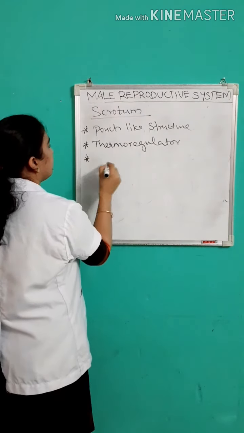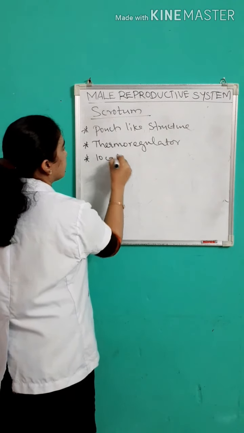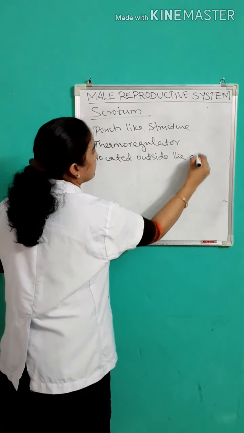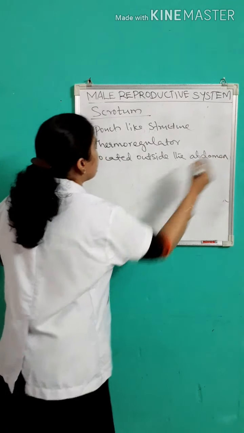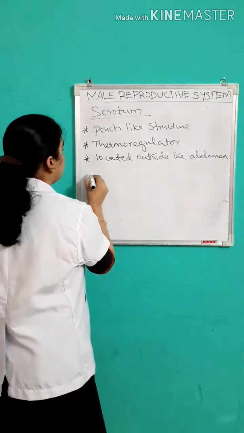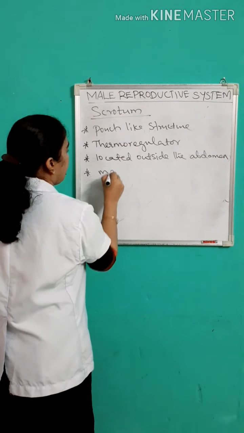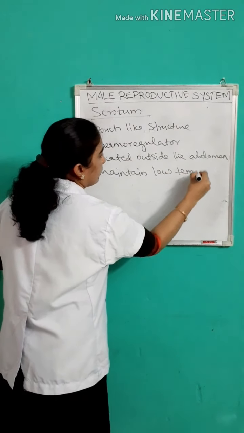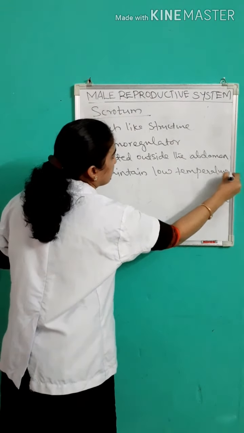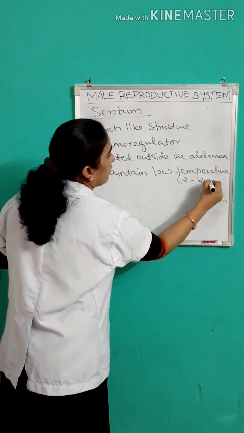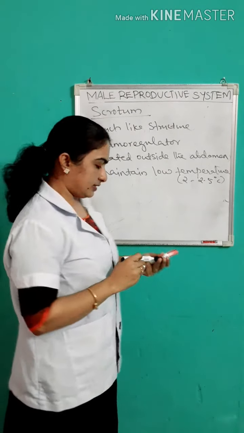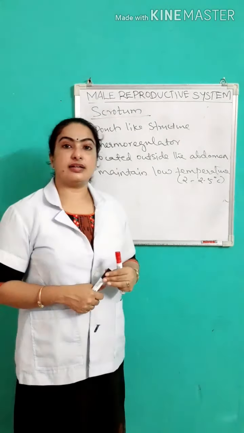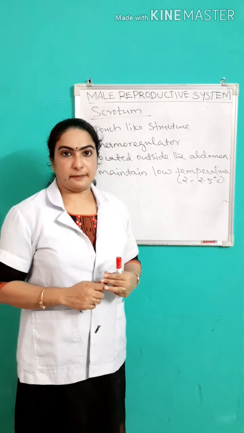And it is located outside the abdomen. See, being outside the abdomen, it can maintain a low temperature. That means 2 to 2.5 degrees Celsius lower. At this low temperature only, the testis can produce sperm.